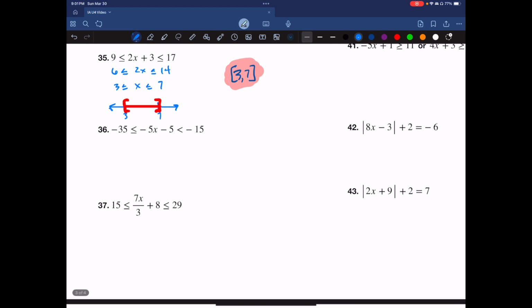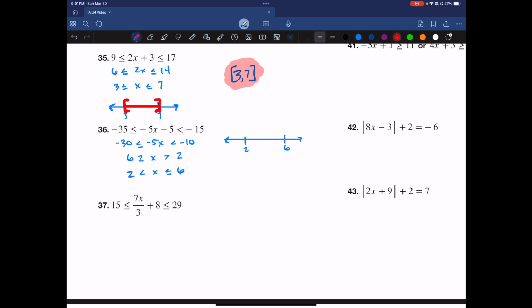36, same thing. Add 5 to everywhere. So it's going to be negative 30 less than or equal to negative 5x less than negative, add 5 to both sides, going to be negative 10. Now I'm going to divide by negative 5 everywhere. So that means I'm going to flip my inequalities. So it's going to be positive 6 greater than or equal to x greater than positive 2. All right, we don't write compound inequalities in that direction. It's usually less than and less than. So I'm going to rewrite this in the correct order. So 2 less than x less than or equal to 6. Okay, so from here, I can draw my line. 2, 6.